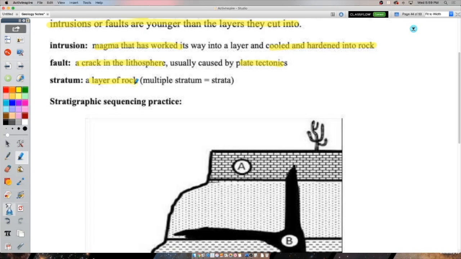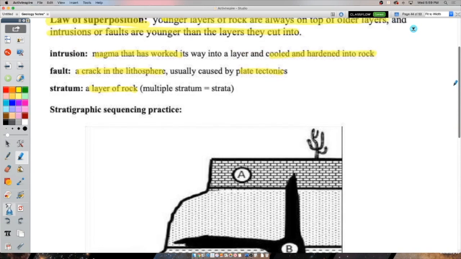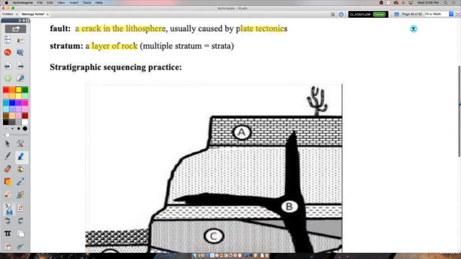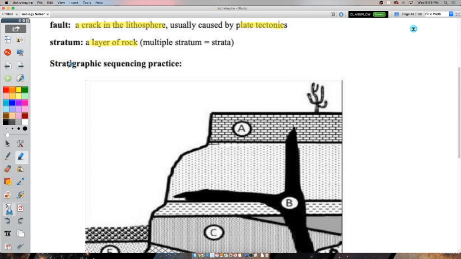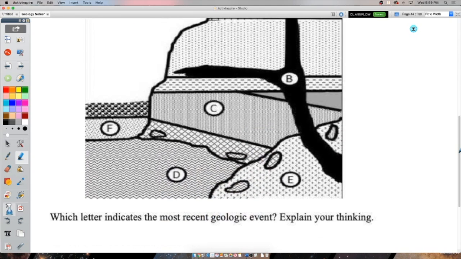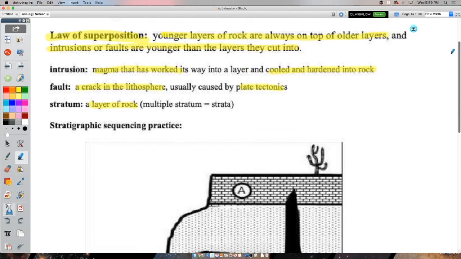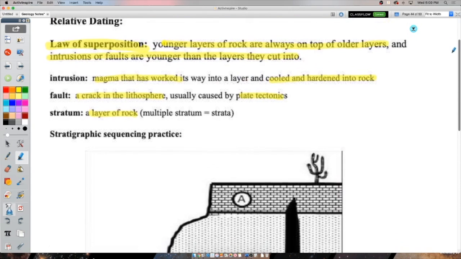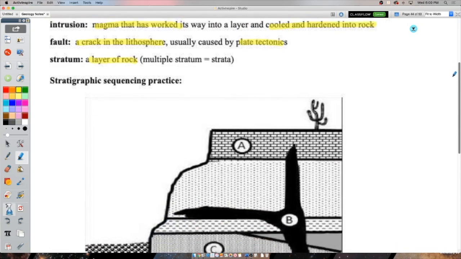So we're going to get a bunch of practice here applying the law of superposition. This is a huge part of what geologists do. It's called stratigraphic sequencing. Strata means layers, graphing kind of means mapping it out, looking at it, and sequencing means putting it in order. So we're going to practice that. It's asking us here, which letter out of all the labeled letters represents the most recent event? Remember, law of superposition: younger layers are on top of older layers, and any intrusions or faults are younger than the layers they cut into.